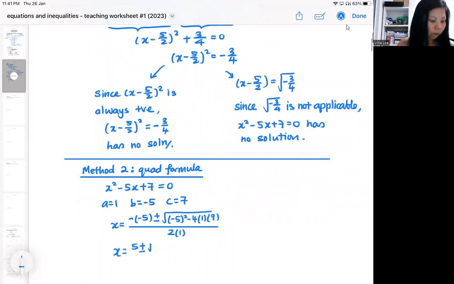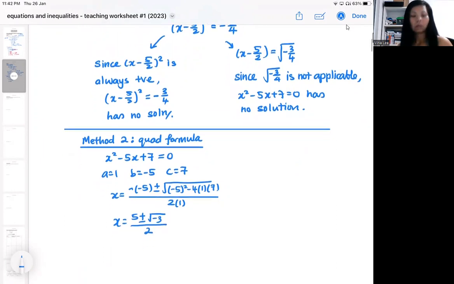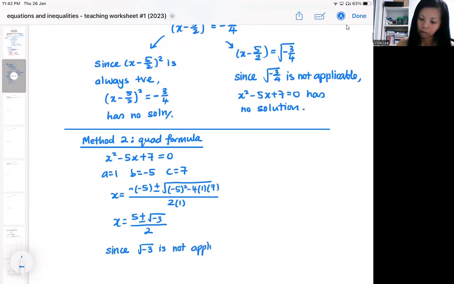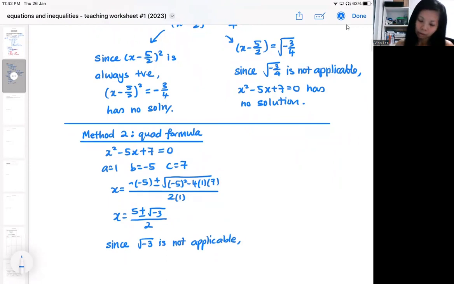As you work it out, you realize that you got a -3. Taking the square root of a -3 is something not applicable. So again, you can explain that. If you try to punch the calculator, you get a math error for the square root of a -3. Since this is not applicable, this equation has no solution.